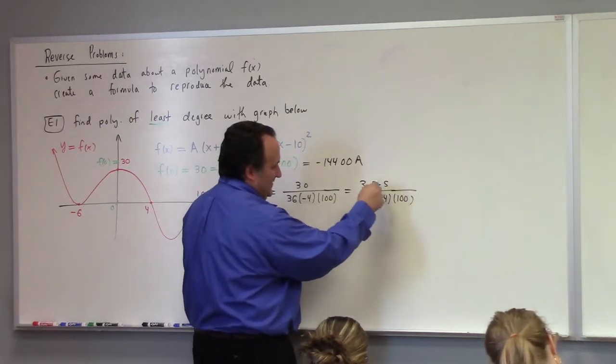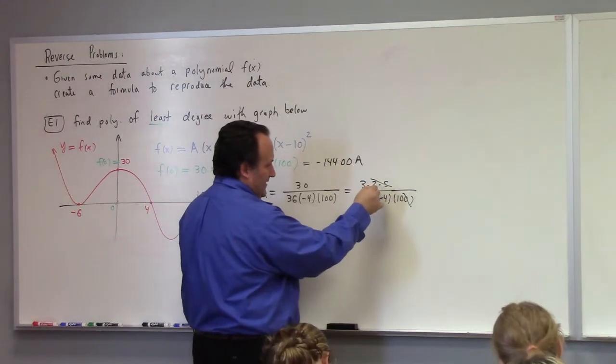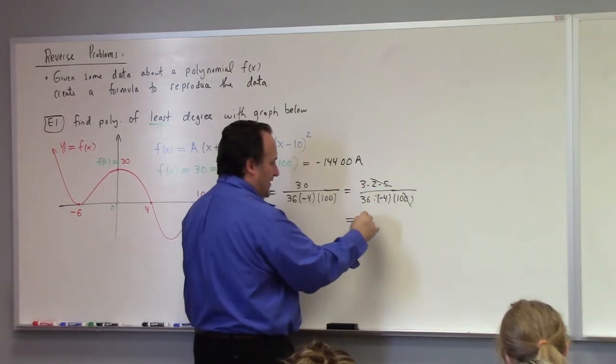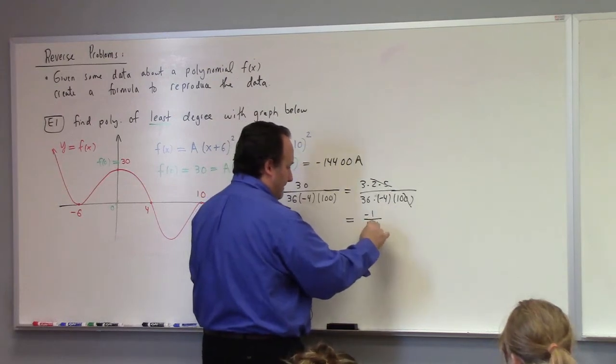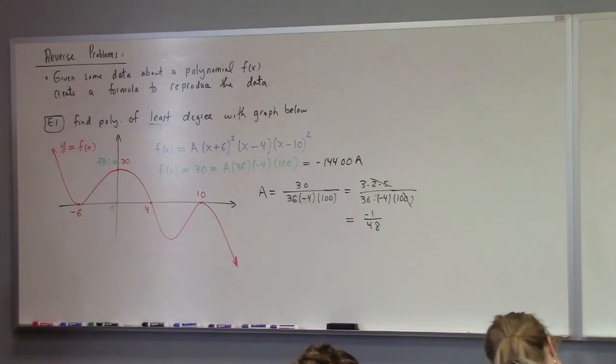So what'd you get? So this cancels with that 0, so to speak, and that gives you 3 over 36, which is 1 over 12. So I think it's minus 1 over 48. Am I right? Somebody actually have a calculator? Check me. Is 30 divided by 14,400 equal to minus 1 over 48? There's a minus too.